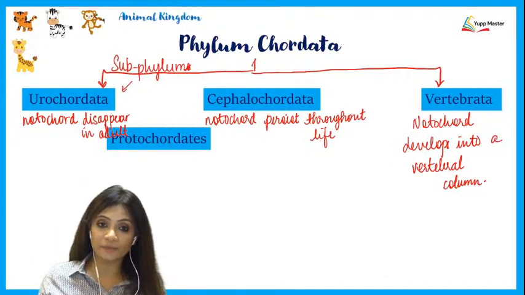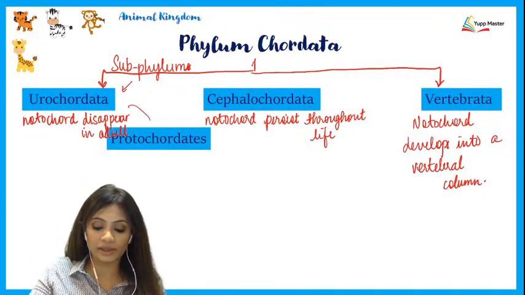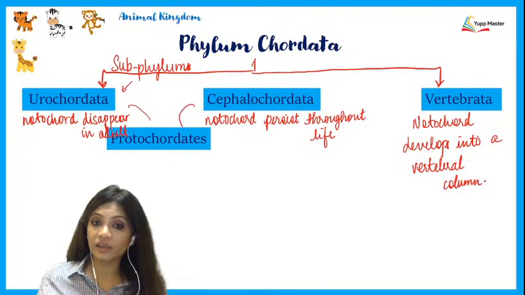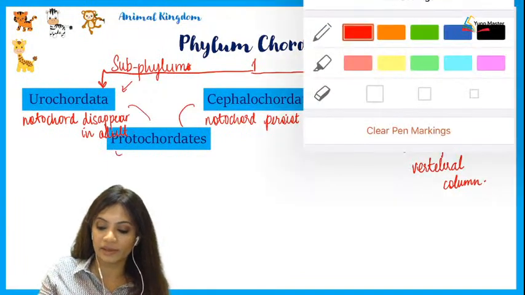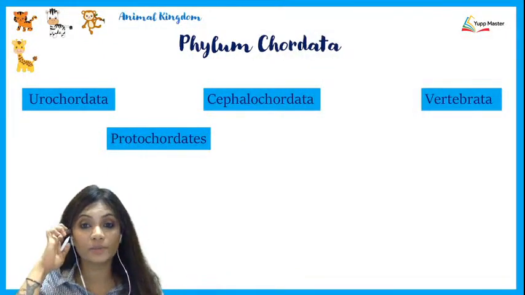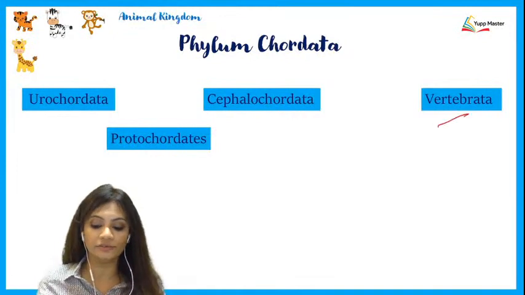Out of these three subphyla, in the Urochordata and the Cephalochordata the vertebral column does not develop. That's why these are called protochordates, and this here is the Vertebrata.